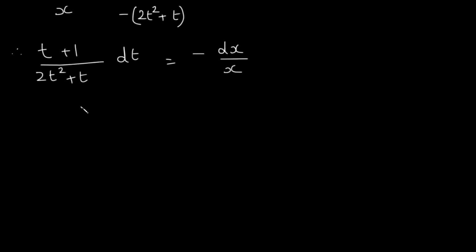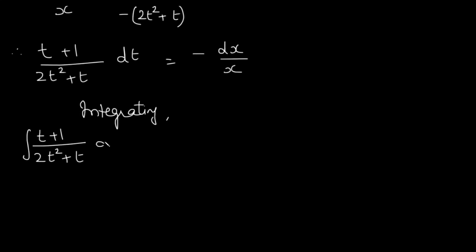So now integrating, we get integral t plus 1 upon 2t square plus t dt is equal to the integral, let the minus sign be outside, 1 upon x dx. And we can also put a plus c over here, doesn't make a difference, you put plus c over here. Now we have to solve by integration both the sides. Of course on the RHS you know that 1 upon x dx, when we integrate it, it is going to come as log x. What about the LHS?